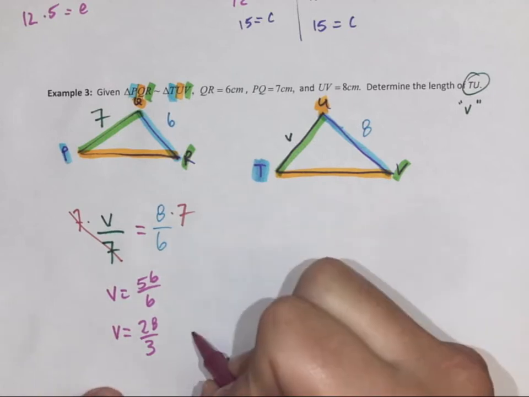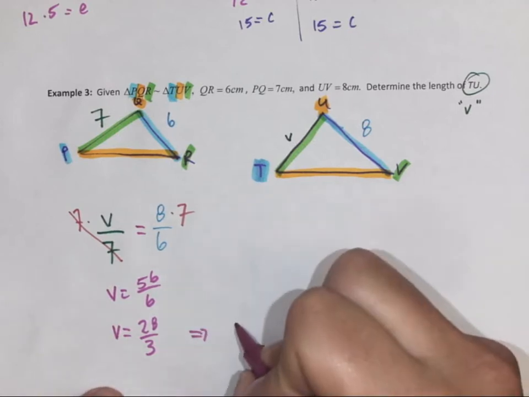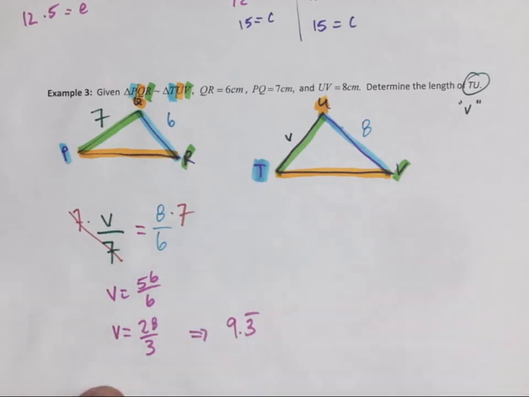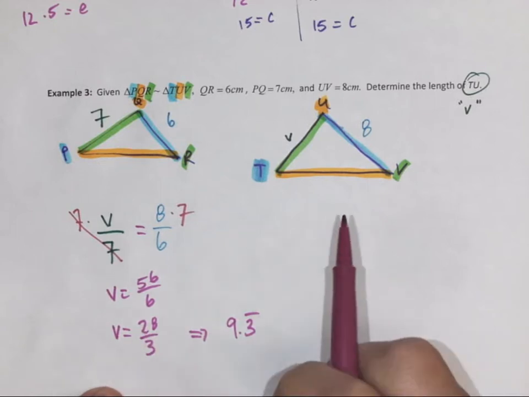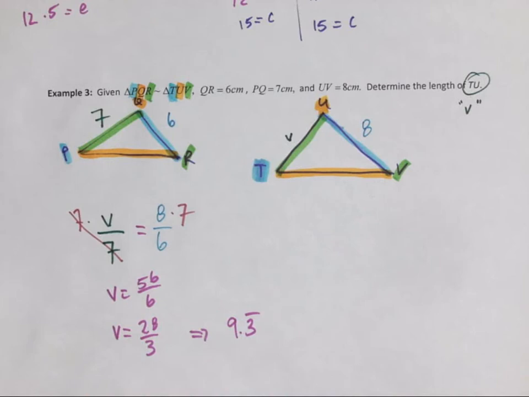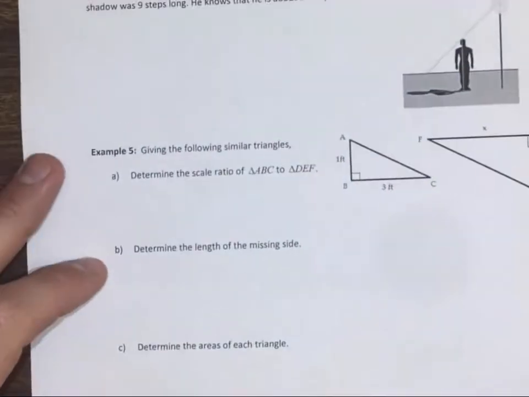Which, if we turn it to a decimal, is 9.3 repeating. Repeating decimal is not bad. Thirds, let's keep it as a fraction. Okay? Awesome. So you have these skills from grade 9, ratios. And now we're just applying them to triangles. But this is a skill you've done in grade 9. Let's do a few more application style examples.